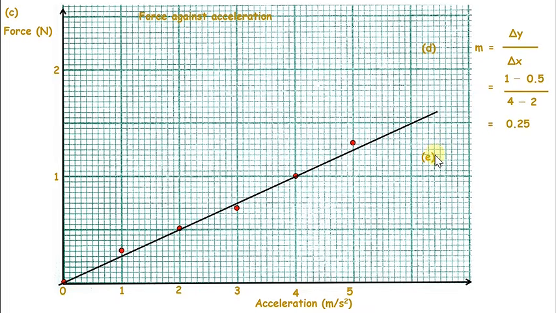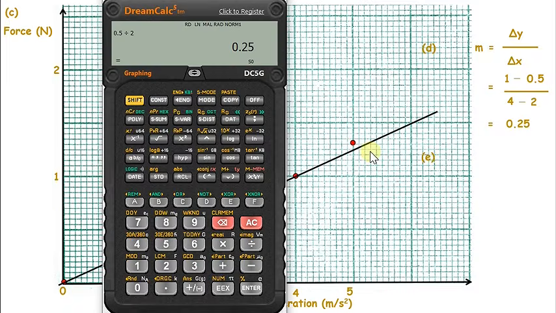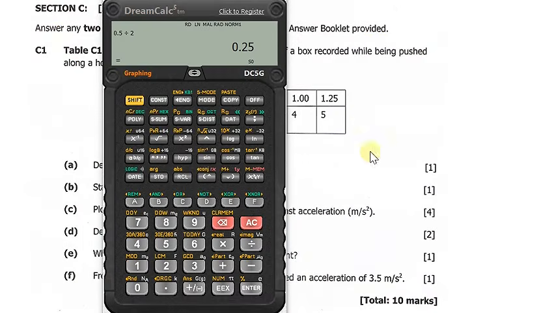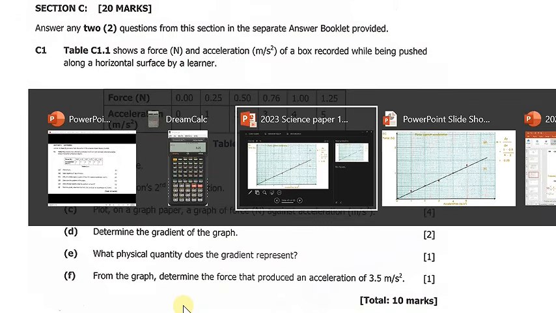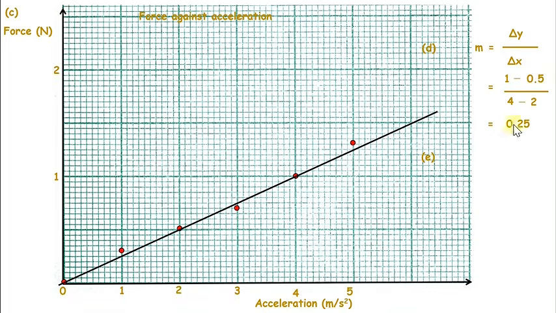Then E, let's look at the other one here. So when you look at E, they're saying what physical quantity does the gradient represent? So that gradient which we found there, the physical quantity it represents under E, it is actually mass.